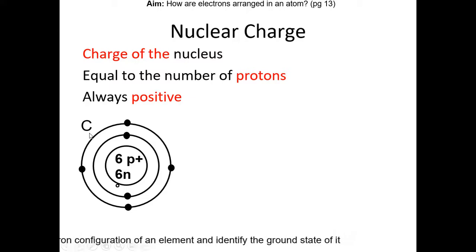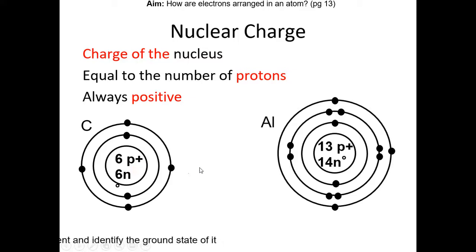Okay? So here we have carbon. Carbon has 6 protons. Therefore, the nuclear charge of carbon is 6. Aluminum has 13 protons. So the charge of the nucleus for aluminum is 13.